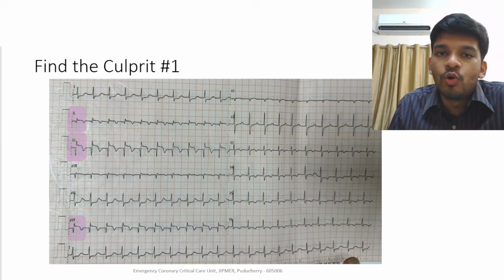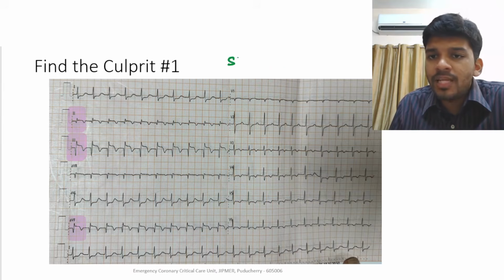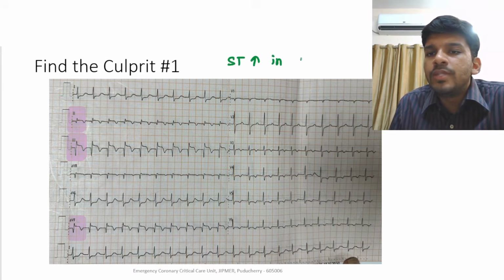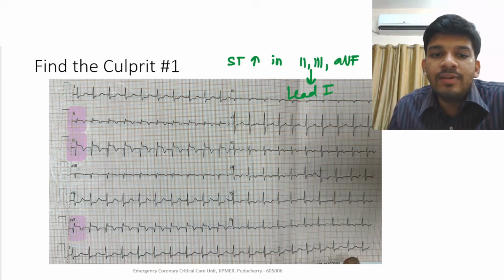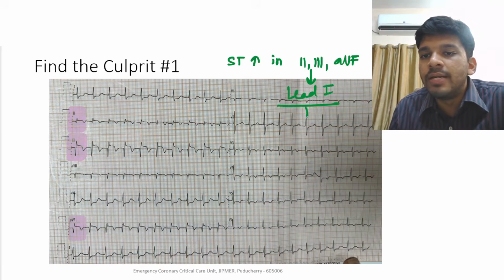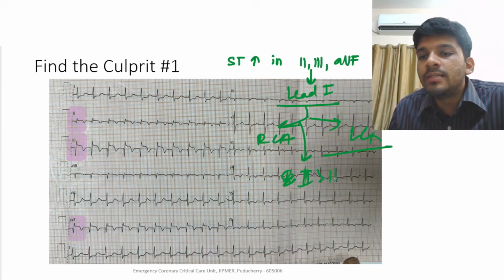One thing that should be very clear: if you get ST elevations in 2, 3, aVF, think of the FuEL algorithm. If V4R is not available to you, you have to look at lead 1. If lead 1 is having a depression, it is RCA. If lead 1 is having elevation, it is LCX. If that is not very clear, then look at whether ST elevation in 2 is more than 3. If that is the case, it is LCX.